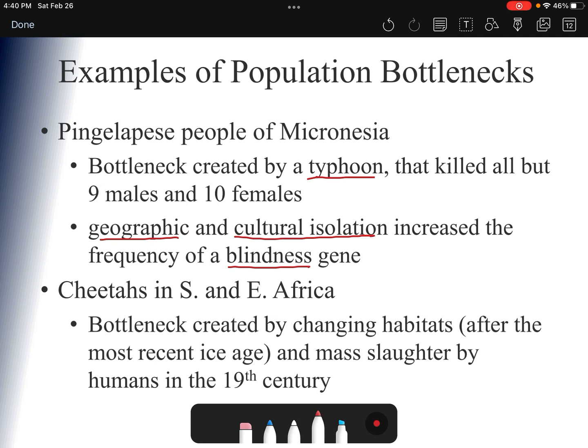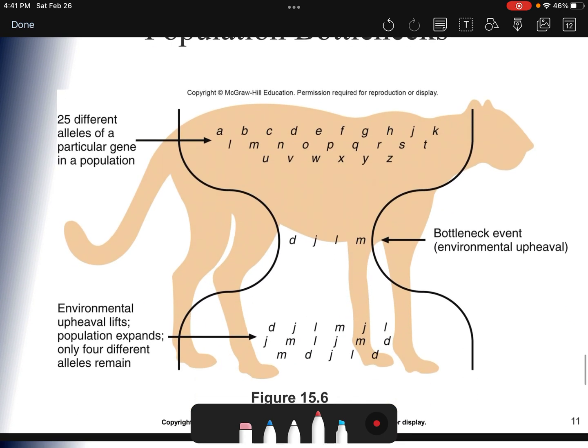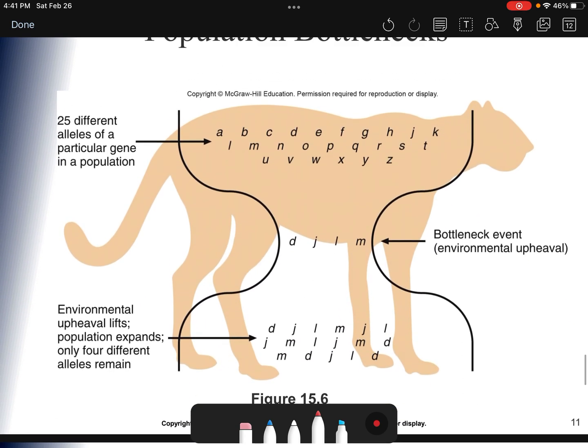You've probably heard a lot in the news about the cheetahs in Africa, and this bottleneck was created by mass slaughtering of the cheetahs by humans, and also a change in their habitat after the most recent ice age, so their population size really, really dwindled due to that environmental upheaval and just being hunted and slaughtered by humans.